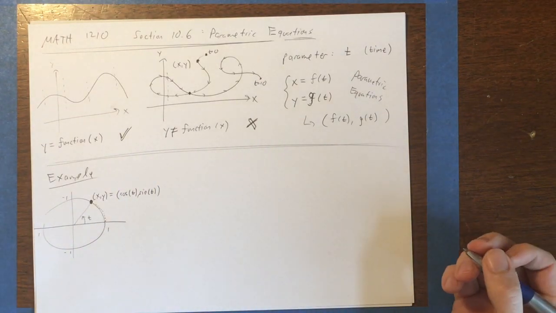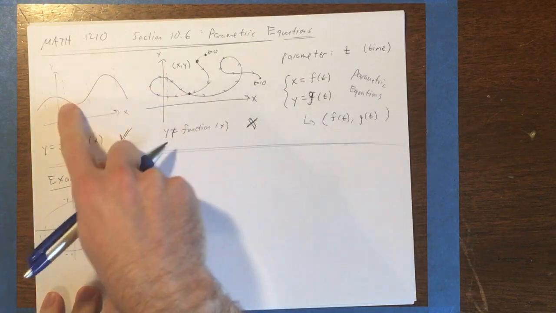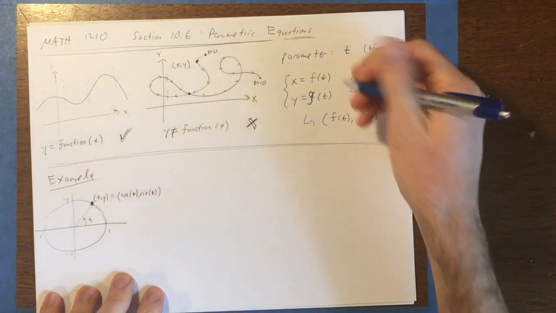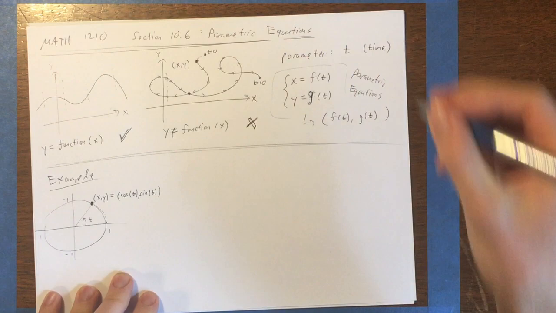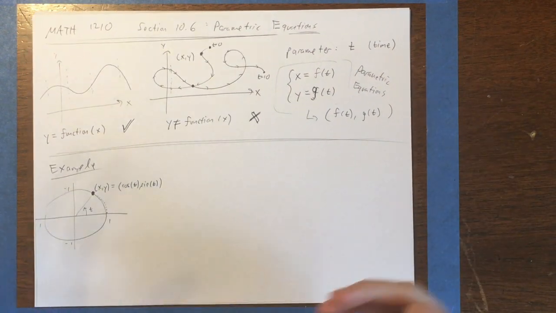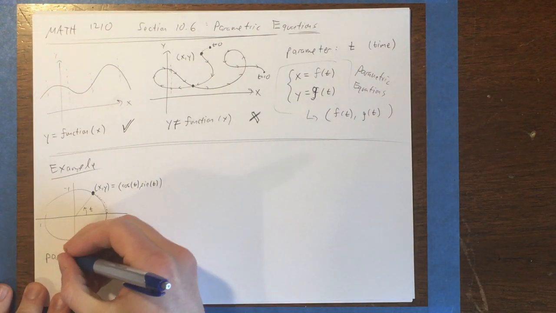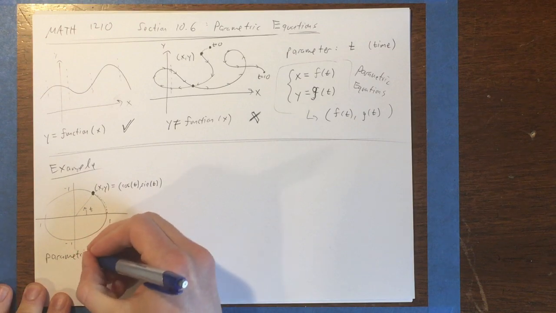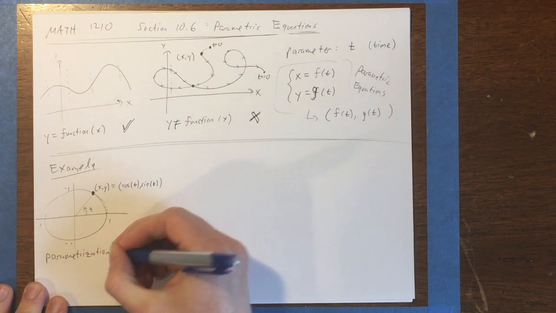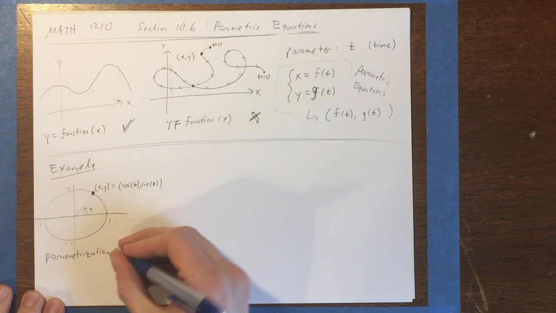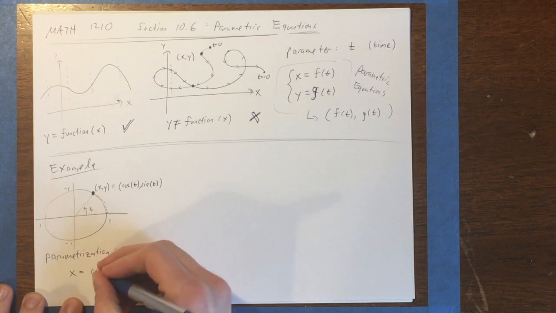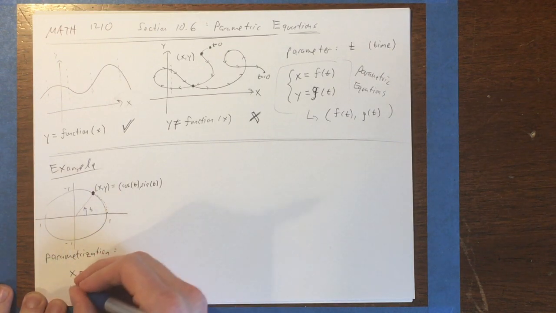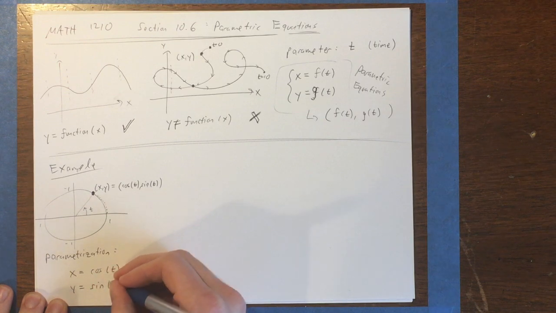I use the word parameterization. If you have a curve and you're trying to describe it with parametric equations like this, then what that's called is a parameterization. So a parameterization, here we go, that's how it's spelled, of the unit circle would be x is cosine of t and y is sine of t.